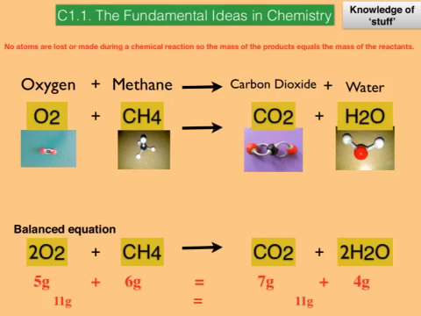Now what you need to be able to do is balance symbol equations to show the different amounts of atoms at each stage of the reaction. And to get this properly, you just need practice. So what we've got here is oxygen and methane reacting together to make carbon dioxide and water. And what I've done underneath is put the chemical formulas. So I've got O2 for oxygen, CH4 for methane, CO2 for carbon dioxide, and H2O for water.